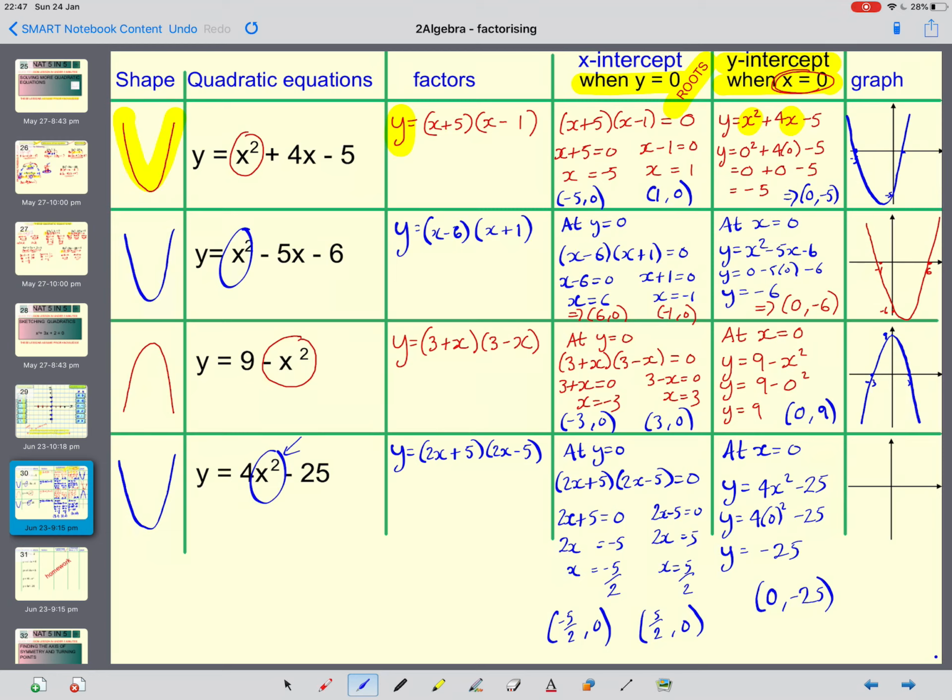If I was to do a quick sketch of that, obviously these are not to scale because I'm going to negative 25, which is going to be furthest away I can. 0, negative 25. And then we've got negative 5 over 2 and positive 5 over 2. You know what the shape looks like. You go down, up, and round.